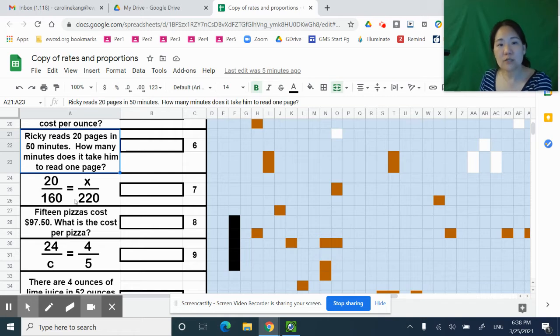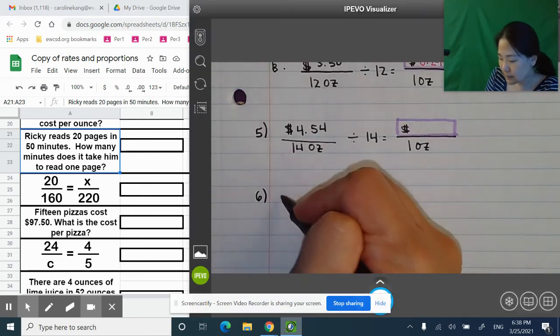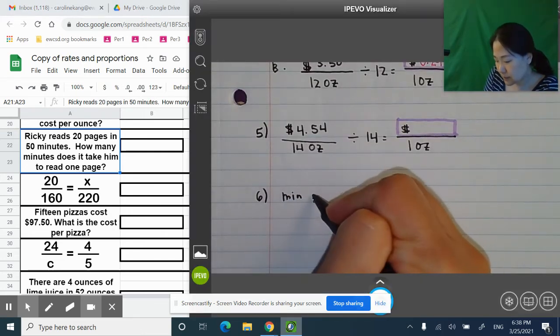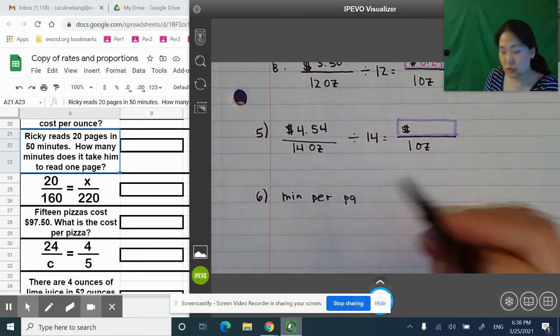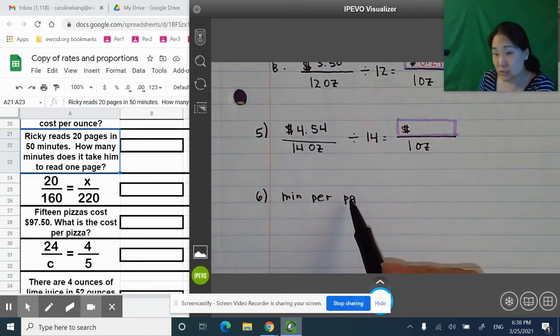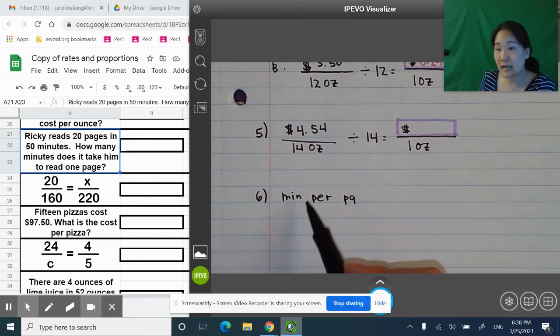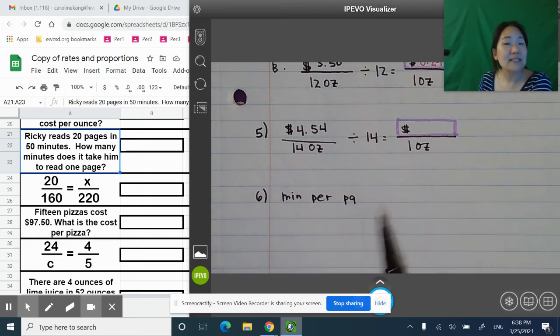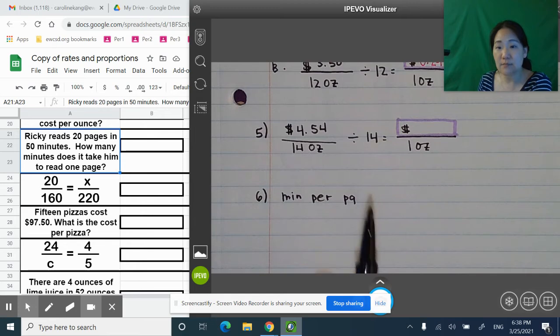If you were to use a unit rate, the thing that you need to be careful about is the order. It says how many minutes does it take him to read 1 page? So that means you're looking for minutes per page. Let me go ahead and write that. Minutes per page. Normally, you would do pages on top and minutes on the bottom because time usually goes on the bottom. But in this one, it specifically says minutes per page.